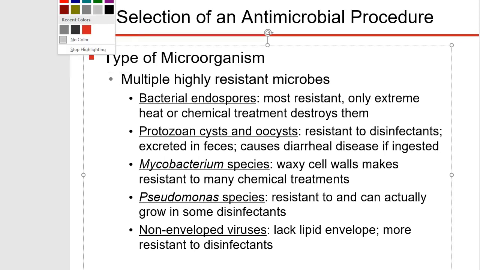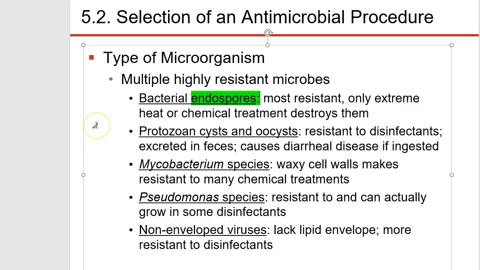Let's highlight. Okay, type of microorganism. There are multiple resistant microbes. We're going to go through each one of them and you're going to see these names start to pop up more than once. So bacterial endospores. Anytime you see endospores, think scary. Scary endospores. There we go. Most resistant, only extreme heat or chemical treatment destroys them. Okay, so endospores are in anthrax, which you'll also read in your book.